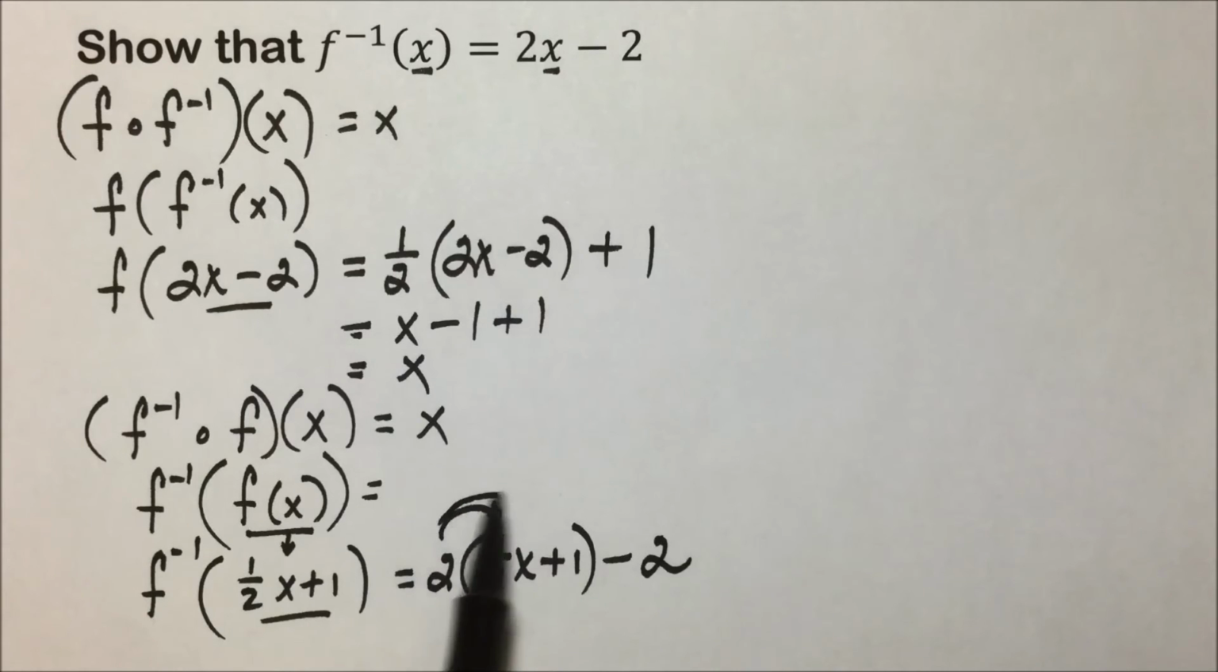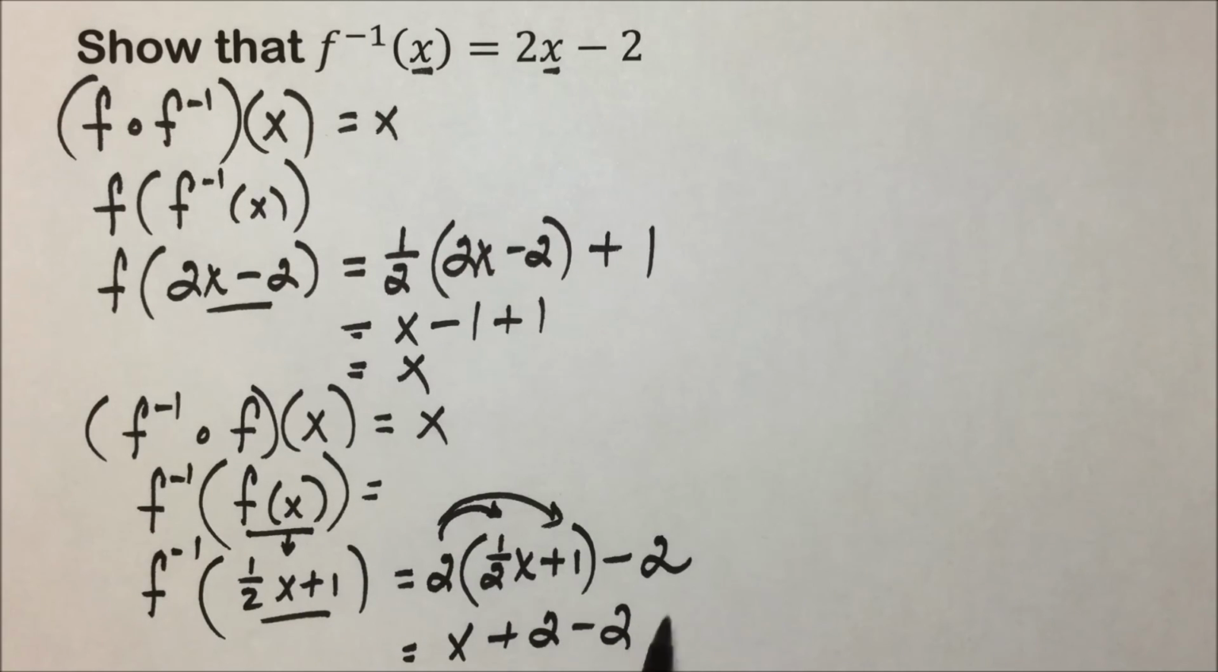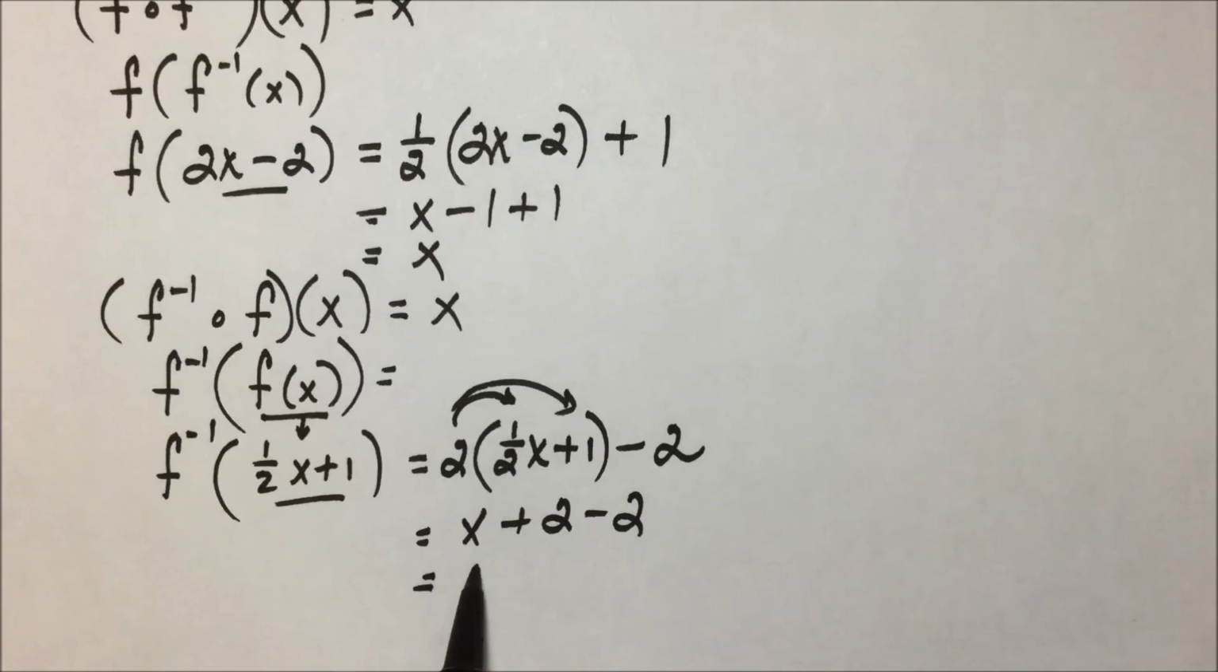So to start off simplifying, we'll distribute 2 times 1/2 x, which is equal to x. 2 times 1 is 2 minus 2. Well, the 2's cancel out, leaving us with an x. So there's our proof to show that these two functions are in fact inverses of one another using composition.